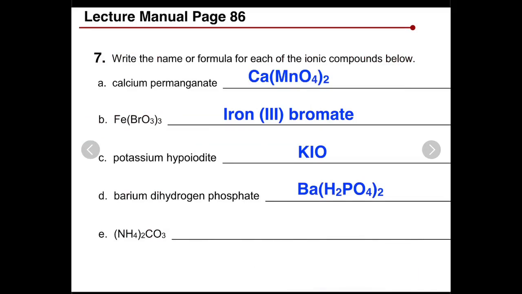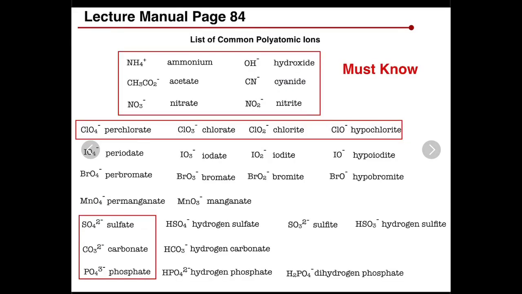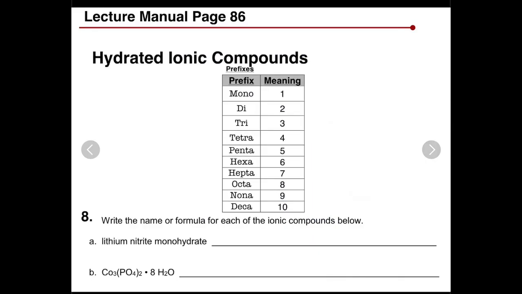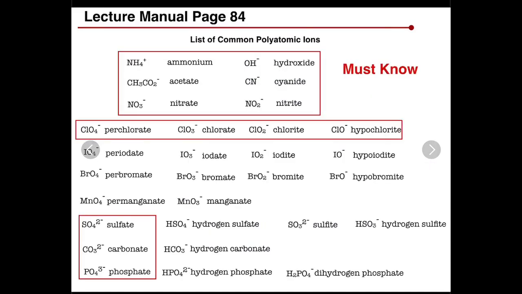Last one, okay, so we have polyatomic ions for sure, right? NH4, that's ammonium. CO3 is carbonate, right? So that means the name of this would be ammonium carbonate. Okay, so let me talk about this first before we move on.